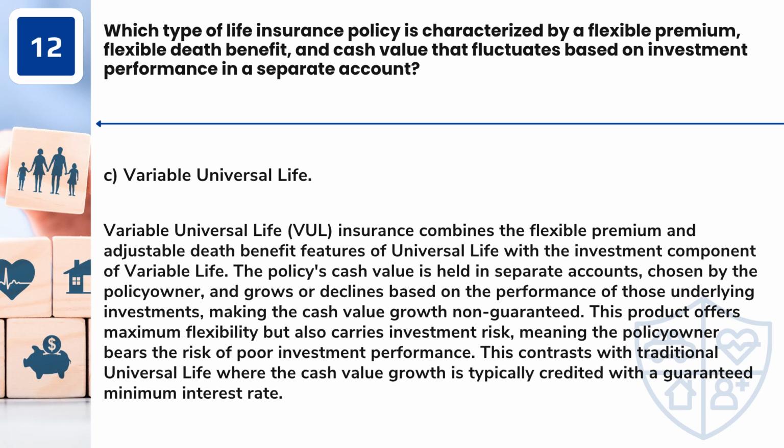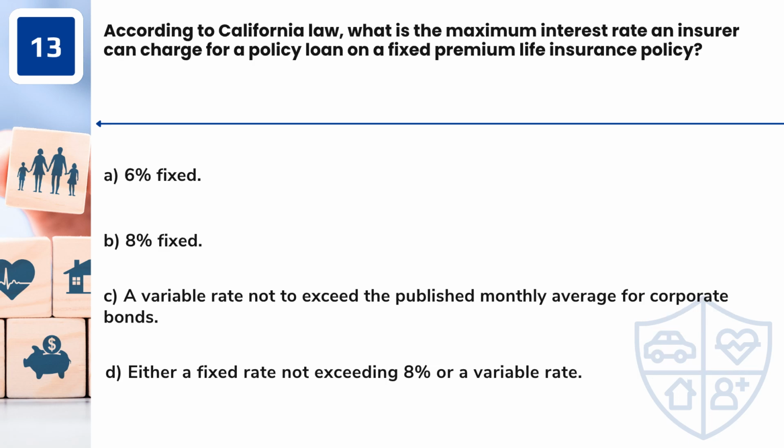Question 13. According to California law, what is the maximum interest rate an insurer can charge for a policy loan on a fixed premium life insurance policy? A. 6% fixed. B. 8% fixed. C. A variable rate not to exceed the published monthly average for corporate bonds. D. Either a fixed rate not exceeding 8% or a variable rate.